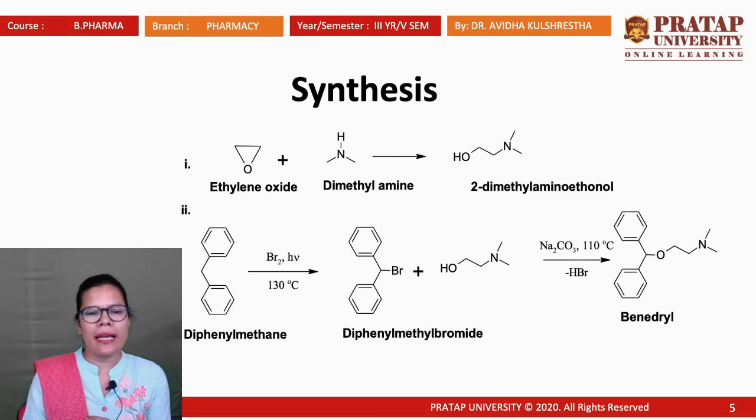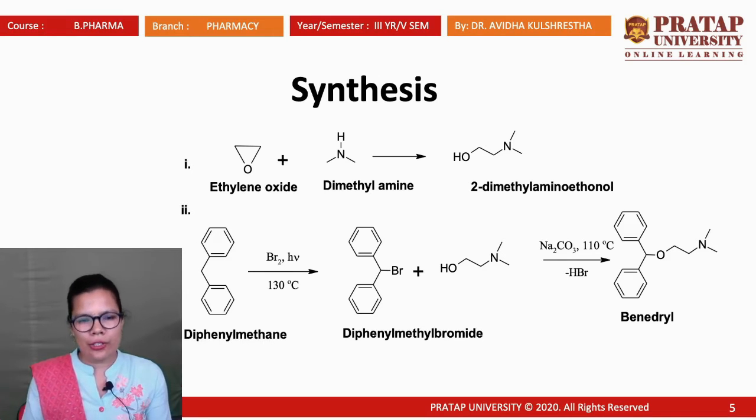In the first step, ethylene oxide interacts with dimethylamine. Dimethylamine is basic by nature and ethylene oxide is acidic by nature, so it is a kind of neutralization reaction. Both combine together and form 2-dimethylaminoethanol. This aminoethanol interacts in the second step.